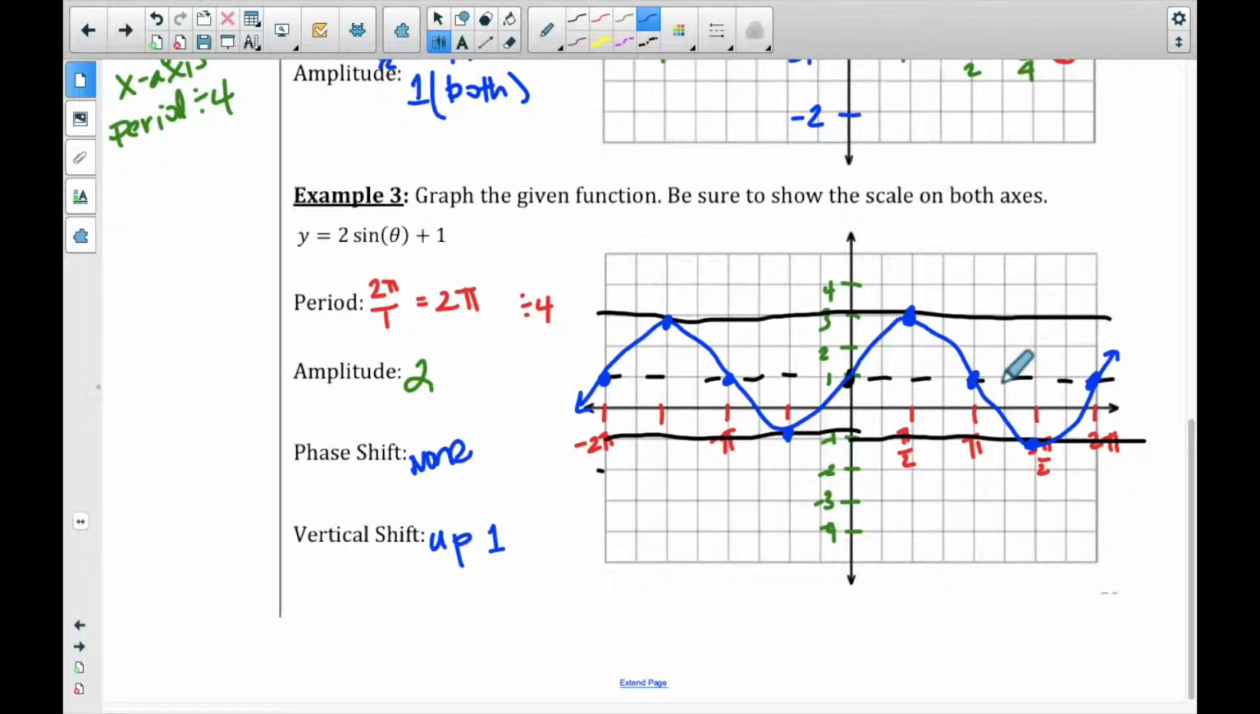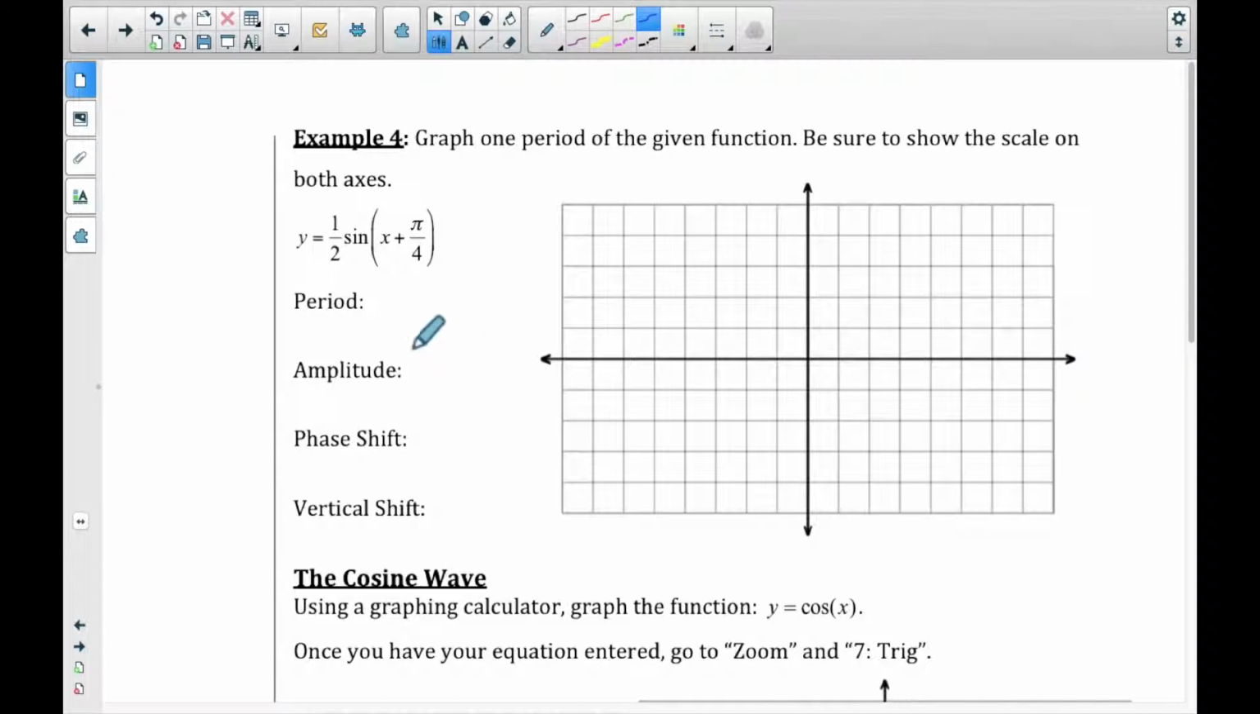There is one more sine graph on the next page. Let's go to the next page. There's a lot going on here, right? Amplitude is 1/2. Our period: if there's any number being multiplied in front of the x or in front of the theta, there's nothing there being multiplied. So that means that's easy for us. It's 2 pi. That's what we've been doing. We're familiar with that.